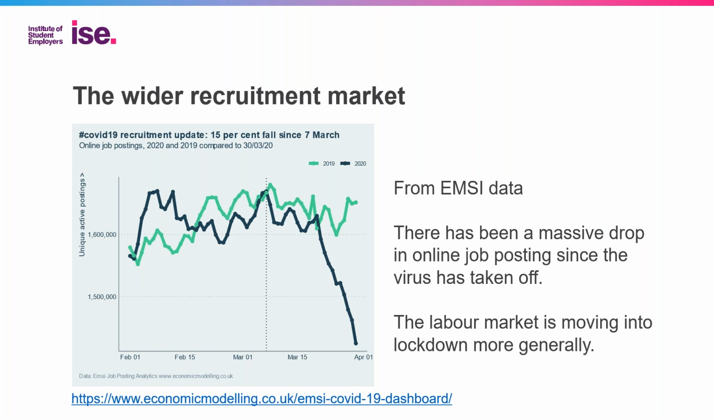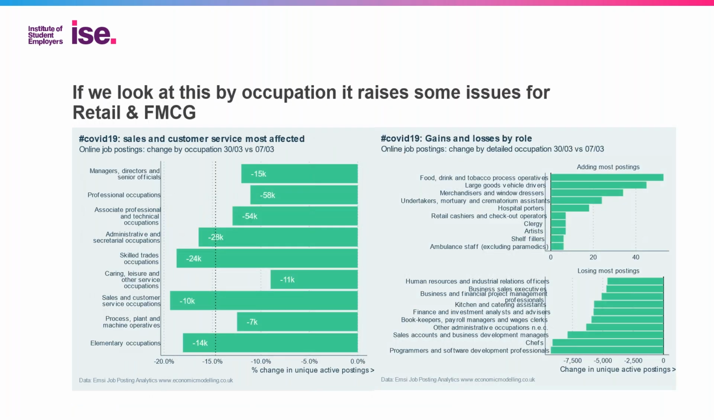What we can see is that there's been a massive drop off in recruitment in general. This is based on the number of online job adverts being posted. And if we look at how that breaks down for retail and fast moving consumer goods, one of the biggest areas where we're seeing changes in actual recruitment is in the sales and customer service occupations, which have seen a very big decline from the beginning of the month, essentially about 10,000 fewer sales and customer service occupation adverts than you might perhaps have expected.